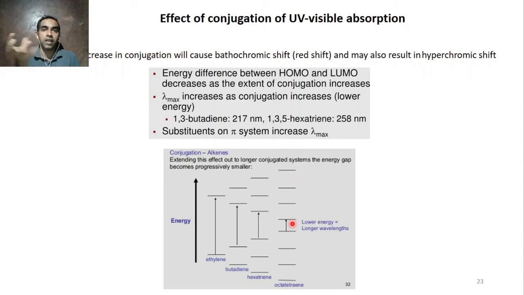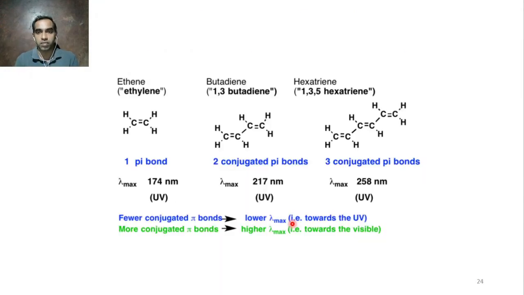The wavelength required is higher because the energy needed is lower. So it will go to a red shift. So that will be a red shift or bathochromic shift. This is what you can see here.